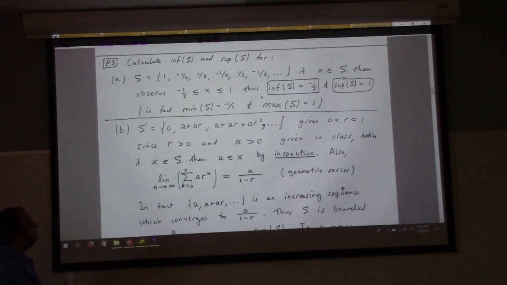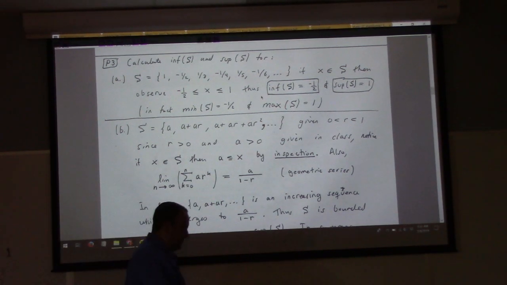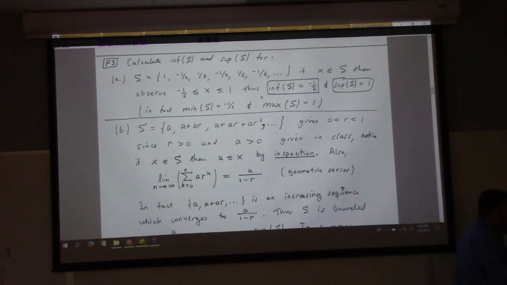Here, if you look at the list, it's easy enough to see that minus 1/2 is below everything, and 1 is above everything, right? And since those actually are the min and the max respectively, they will serve as the infimum and the supremum. And in this case, I could even find the min and the max, for what it's worth. The next one, part B, I think you guys found more challenging, right?